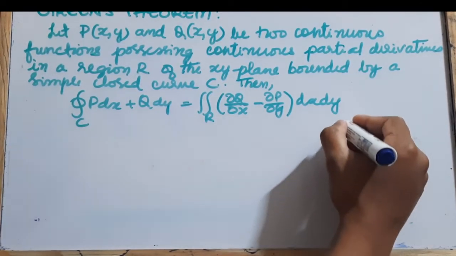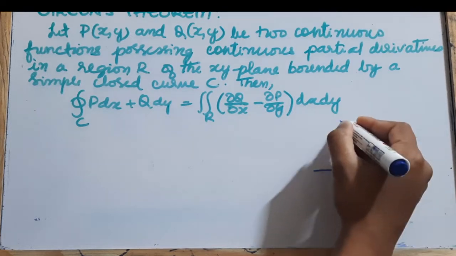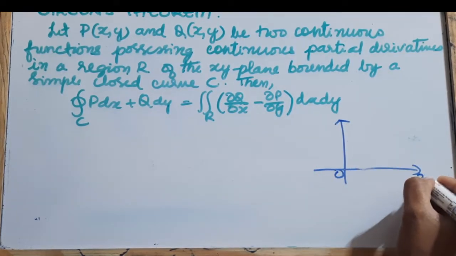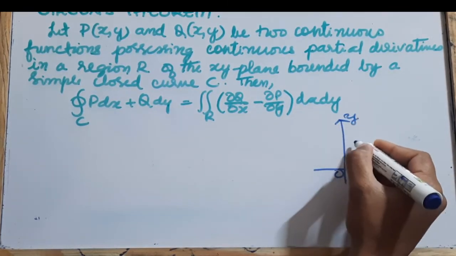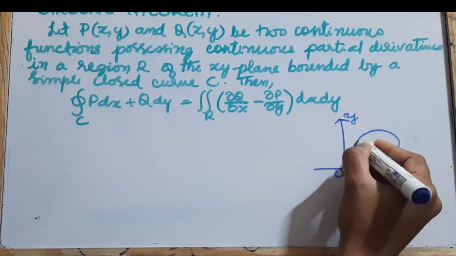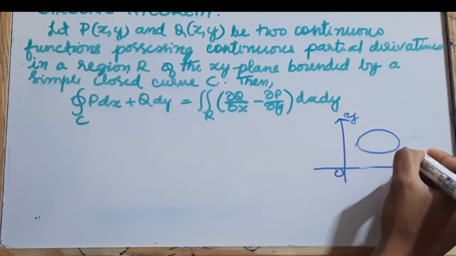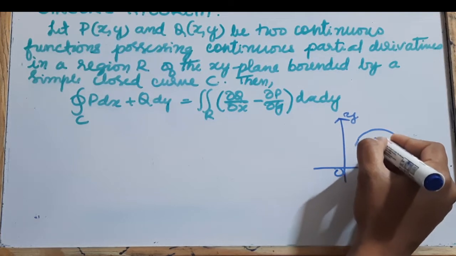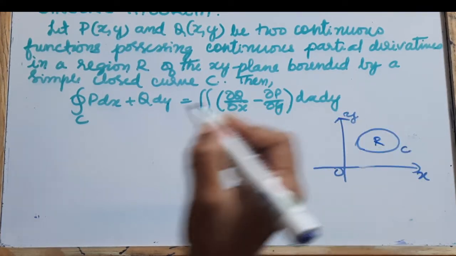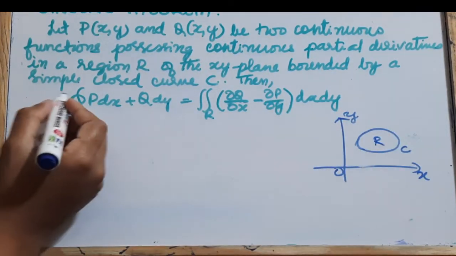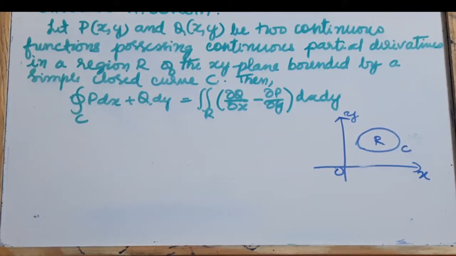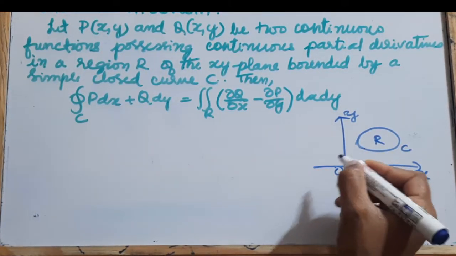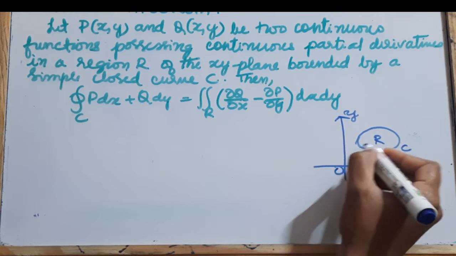So if I have a region like this, this is my O, x, y. I have a simple closed curve C. This is the simple closed curve C, and the region is inside the simple closed curve C. This represents a closed curve. So now to apply Green's theorem, let's make boundaries for this.